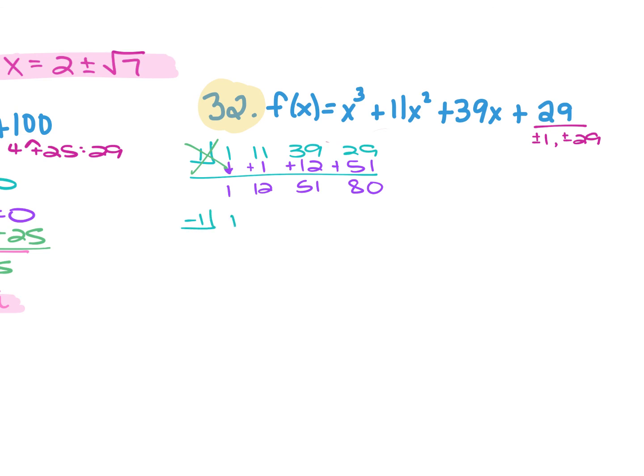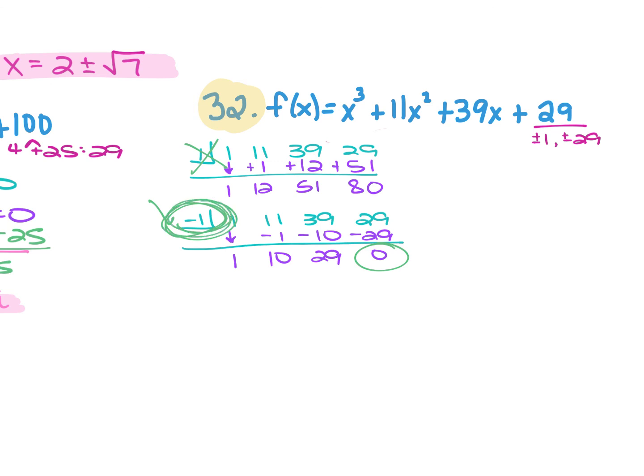If we try negative 1, we have 1, 11, 39, and 29. Your 1 drops down. 1 times negative 1 is negative 1. 11 minus 1 is 10. 10 times negative 1 is negative 10. 39 minus 10 is 29. 29 times negative 1 is negative 29. 29 minus 29 is 0. That 0 is what we are looking for. So that negative 1 is a solution.